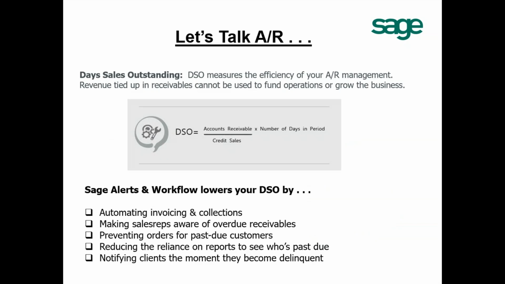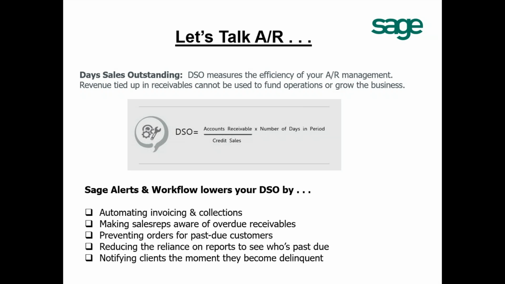Now, one of the most common uses of Alerts and Workflow in the Sage 100 space is to monitor and automate various processes connected with collections, accounts receivables. And there's a very important statistic that you may be familiar with called DSO. It stands for Days Sales Outstanding. It actually measures the efficiency of your management of your collections. The bottom line is the faster that you get paid for the purchases that your clients make, the better it is for your organization, the lower your DSO becomes.